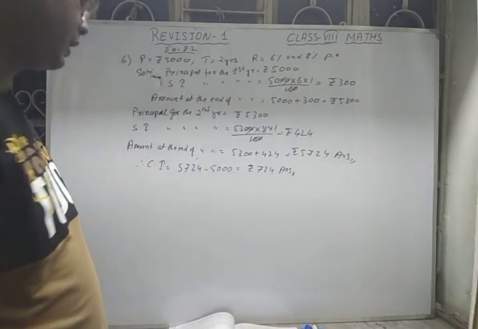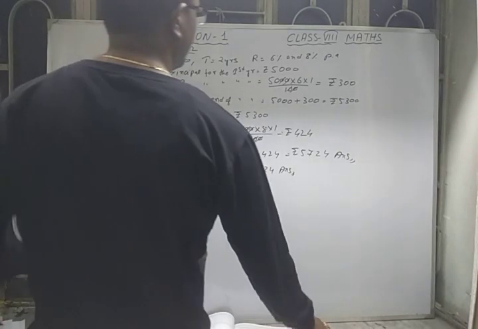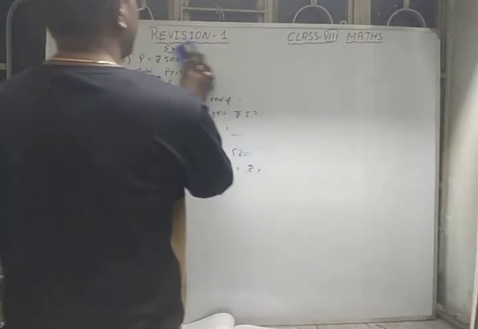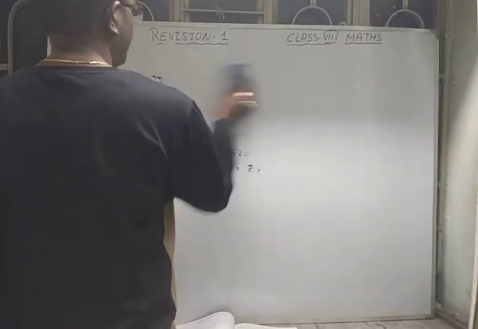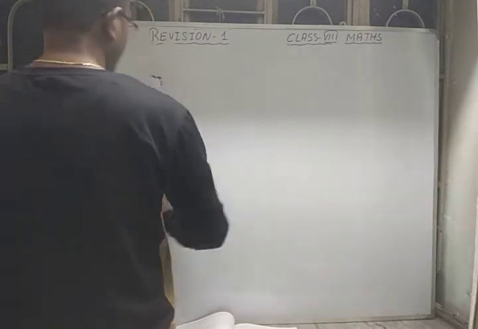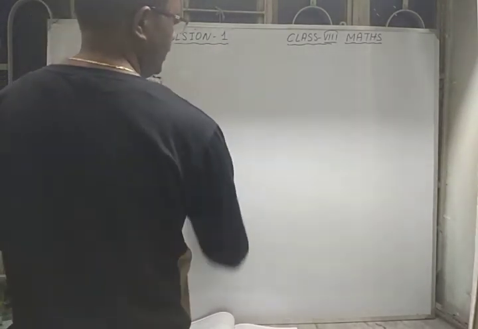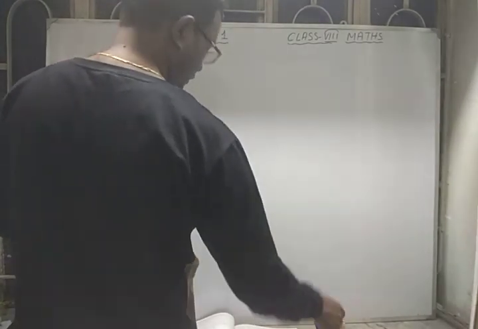Now the next question that I am going to do is by using the formula. As you know, we have three formulas here: for compounded annually, for compounded half yearly, and for compounded quarterly.